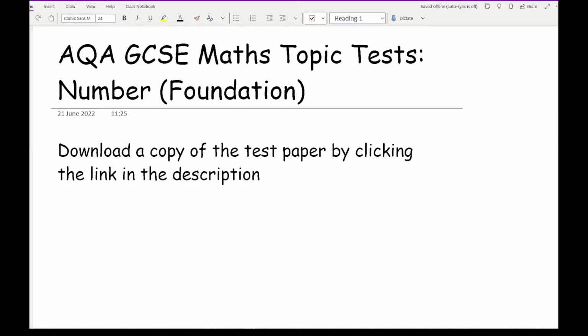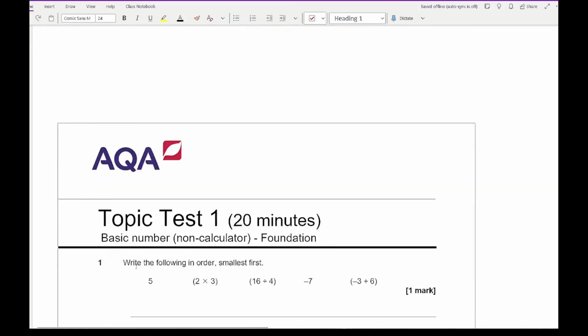Now before we get started working through this foundation number test, it's worth mentioning that there is no indication whether these questions are non-calculator or calculator questions. So what we're going to do is just assume that they're non-calculator, then obviously if they are calculator questions we can then use our calculator. So let's get started on question 1.